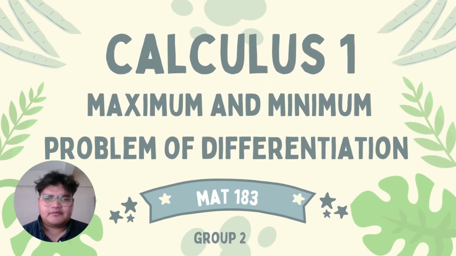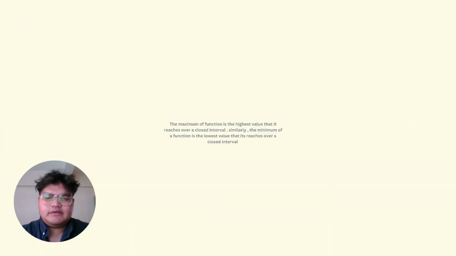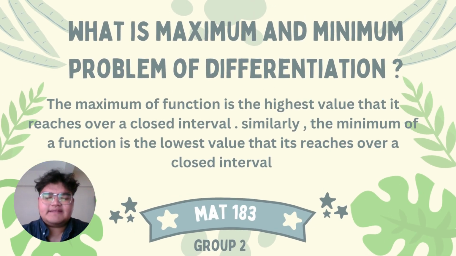In this video, we're going to discuss one of the applications of differentiation, which is maximum and minimum problem of differentiation. So, what is maximum and minimum problems of differentiation? Maximum and minimum problem of differentiation was defined as the maximum of functions as the highest value that is reached over a class interval. Similarly, the minimum of a function is the lowest value that's reached over a class interval.